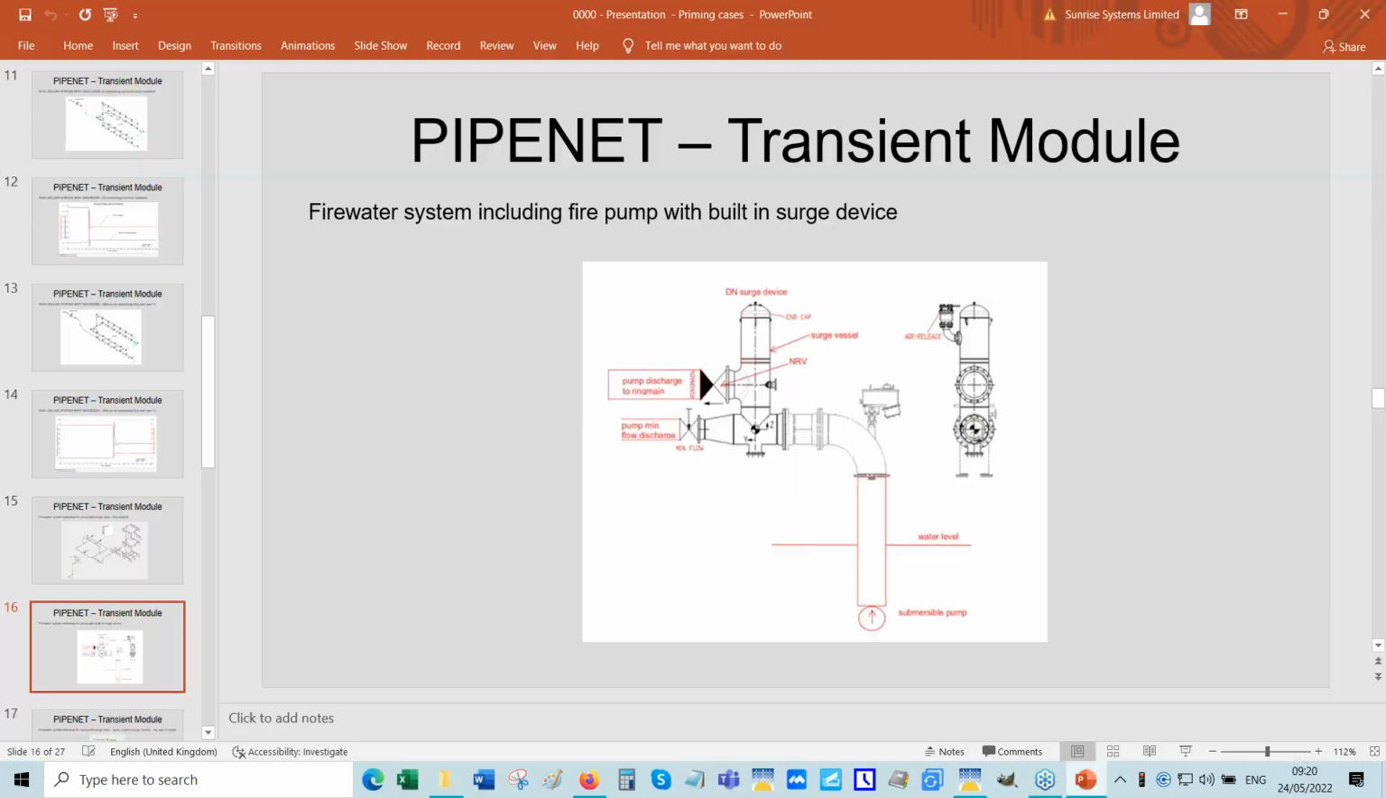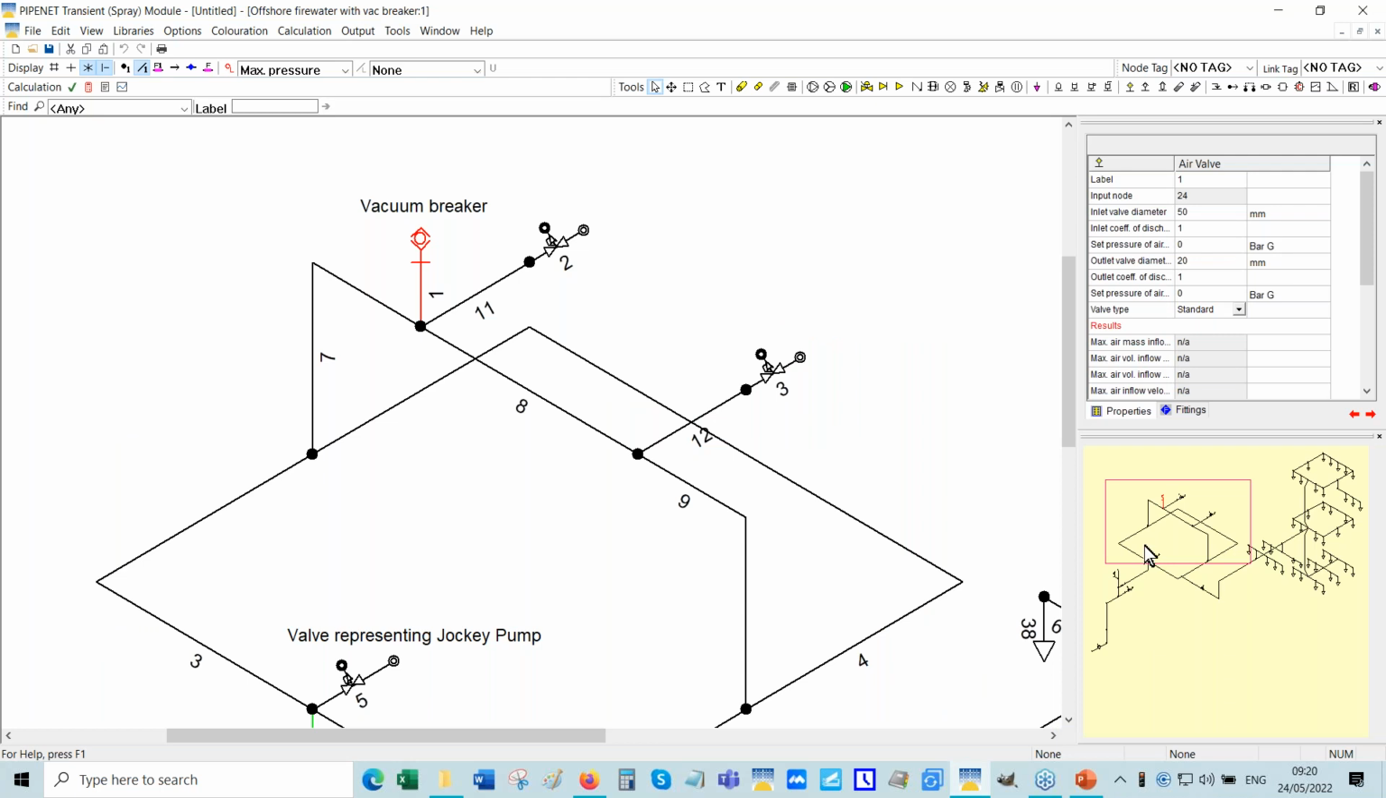So we've got the minimum flow line here. It's a short bit of pipe, connection to the fire water ring main here, and then there's a surge tank. Let's look at the corresponding PIPENET model.